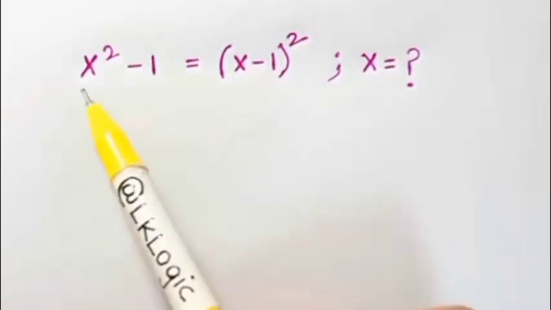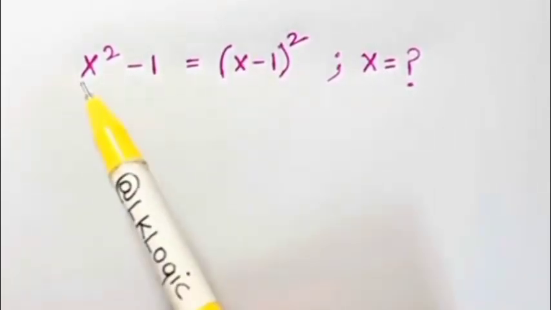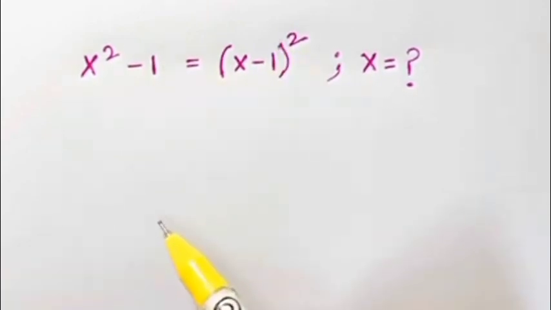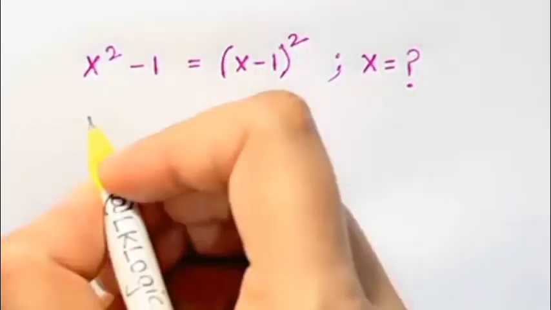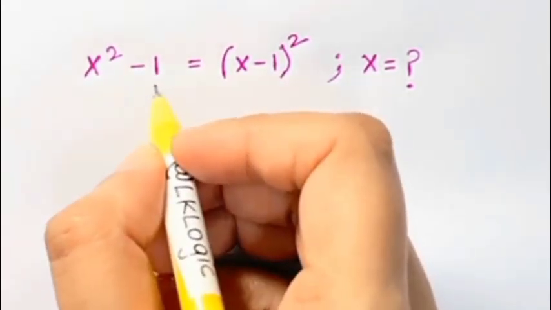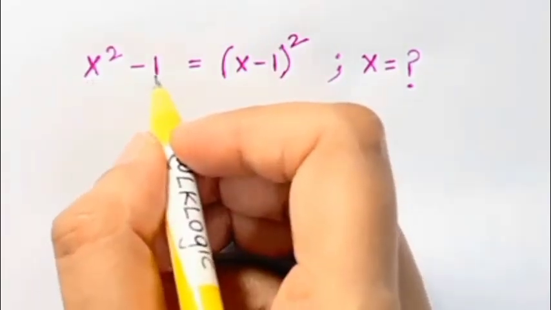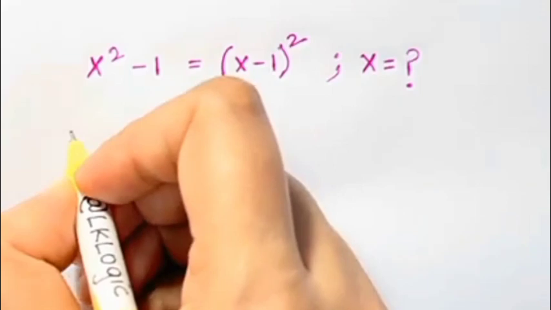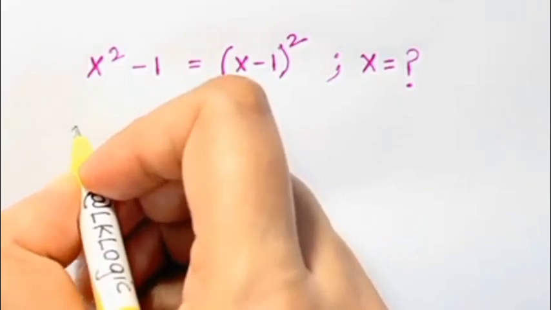Guys, I have a very lovely equation here: x² − 1 = (x − 1)². How would you solve this? Now, the first step we can do in this is, as you can see here, it looks like an identity, isn't it? a² − b². 1² is 1. So let me put it into the identity (a + b)(a − b).